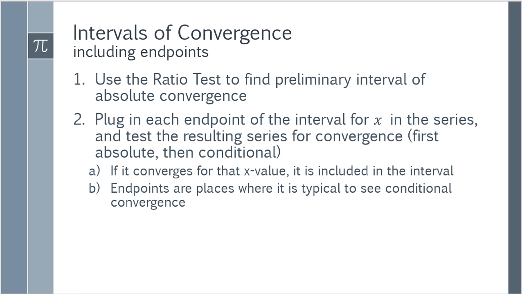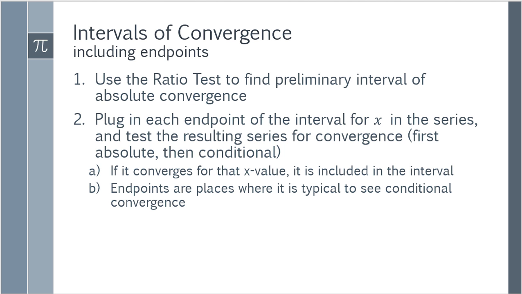What we'll then do is take each endpoint, plug it in for x in the series, and treat the resulting series like a brand new series, checking first for absolute, then conditional convergence. If it converges for that, regardless of the type of convergence, then you can say it's part of the interval. I'm including the whole check absolute, then conditional first, in case we're asked if it's absolute or conditional. If it doesn't ask absolute or conditional, you're just checking the endpoints for whether they converge in any way.